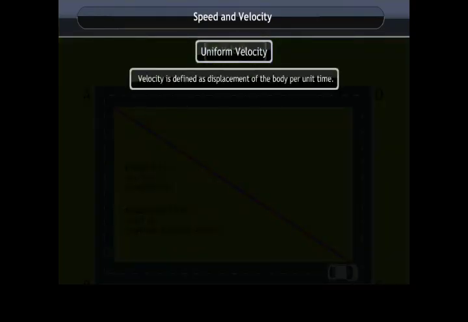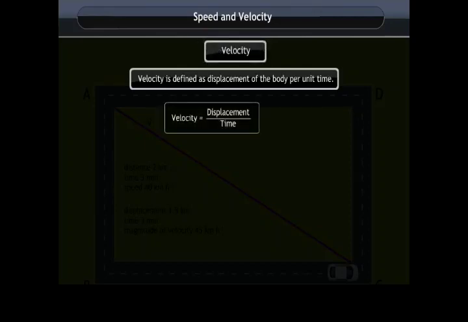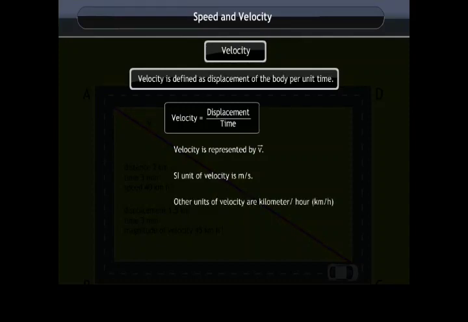Thus velocity is defined as the displacement of the body per unit time. Velocity is equal to displacement by time. Velocity is represented by v. It is a vector quantity. The SI unit of velocity is meter per second. Other units of velocity are kilometer per hour and meter per minute. Velocity may be positive, negative or zero, but the speed is never negative.